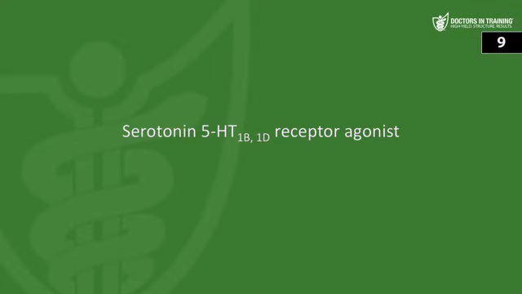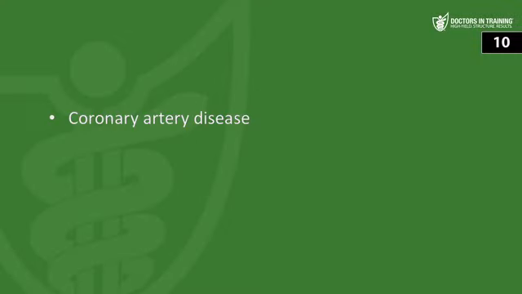What's the mechanism of action for sumatriptan? It's a serotonin agonist, specifically agonist of serotonin 1B and 1D receptors. Next question. What are the contraindications to sumatriptan use? We don't use triptans in patients with coronary artery disease or Prinzmetal angina because they cause vasoconstriction, and they're also relatively contraindicated in pregnancy.